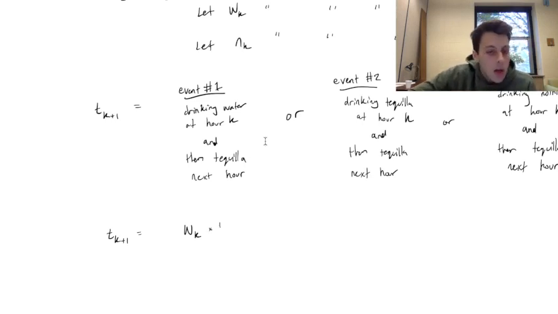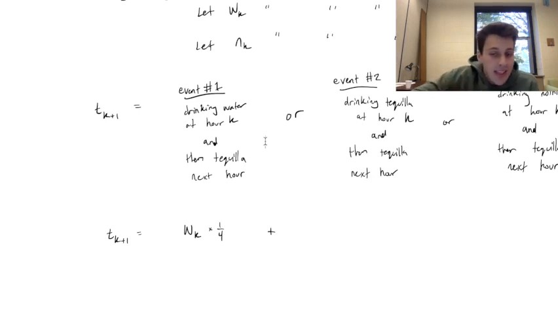So this is WK times 1/4. But this is only event number 1. Or event number 2 could happen. But remember, when we're talking about probability, "or" means that I need to add this other event. I need to add this other probability. So let's do this, okay?